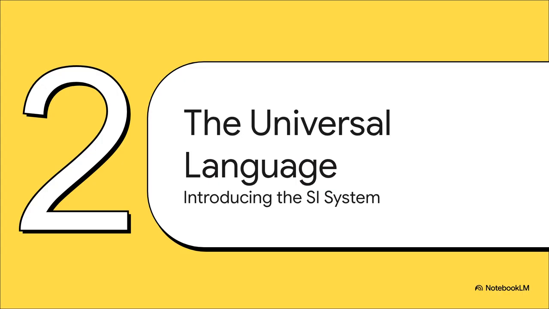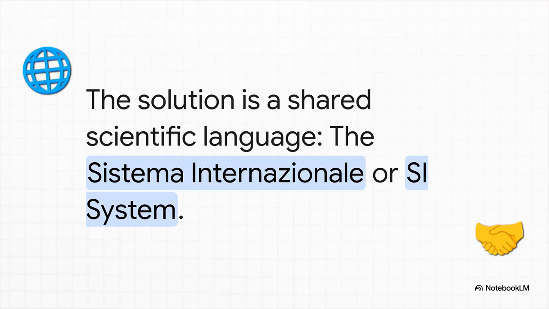Okay, so we need units. But which ones? My foot is a different size than your foot. So if we measure in feet, who's right? To stop all that chaos, the entire scientific world had to come together and agree on one single system for everyone. And that solution is the International System of Units, or as pretty much everyone calls it, the SI system.